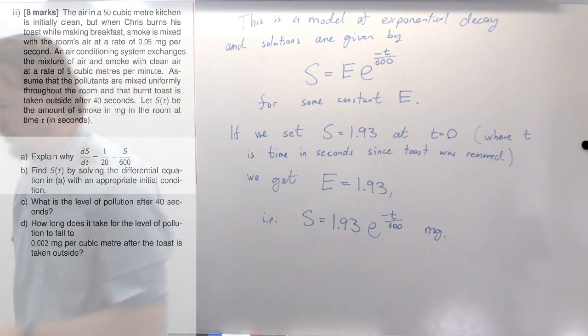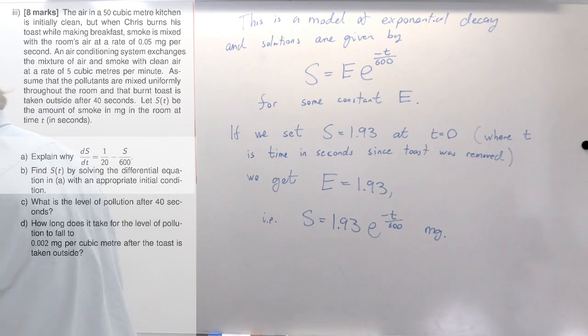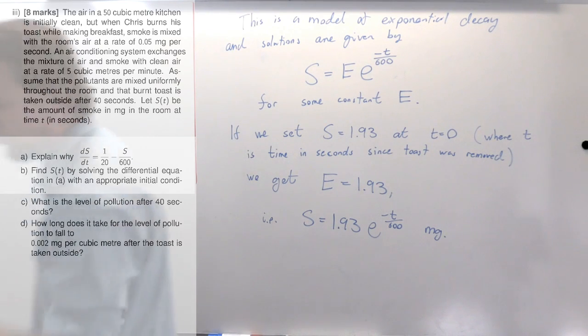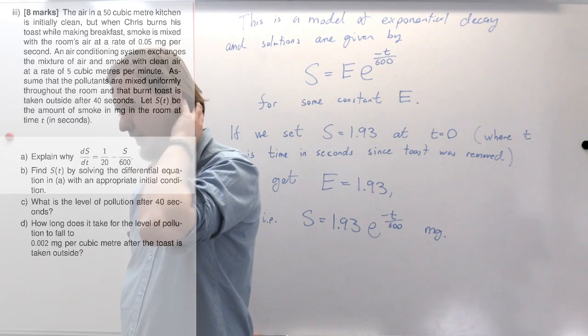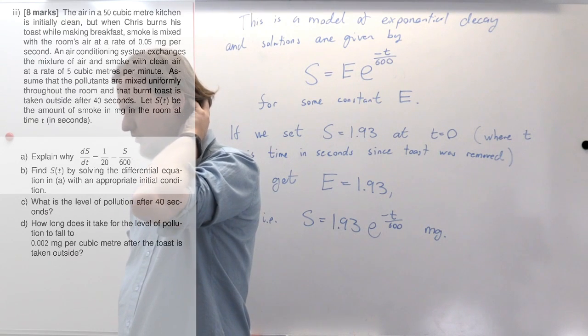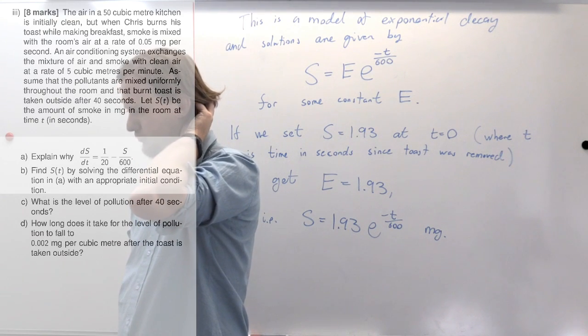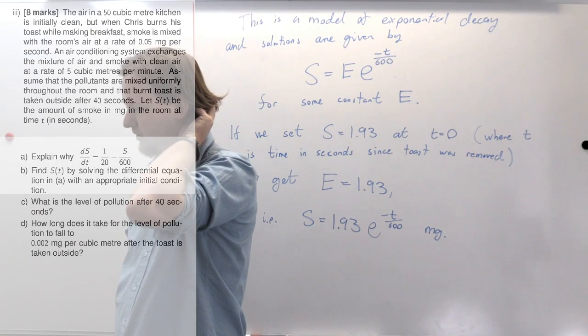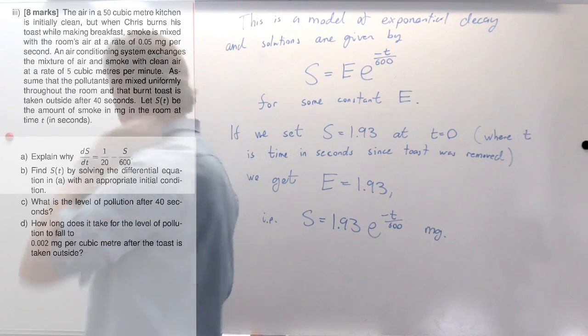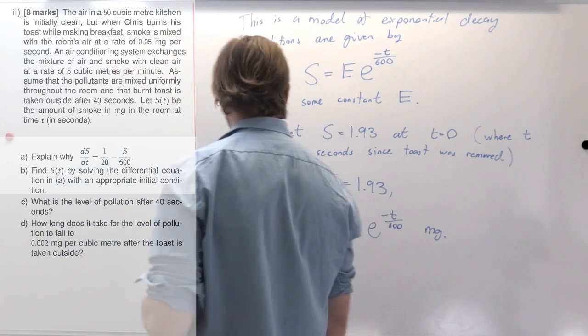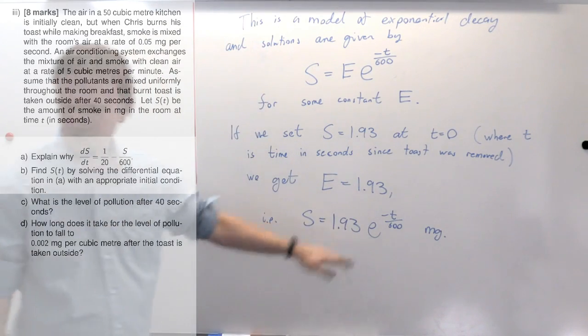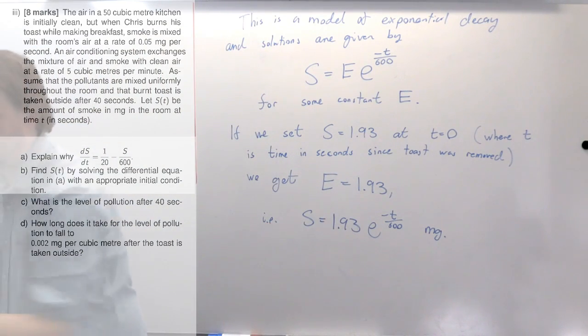So, the very last part of the question, and then we're done with the exam, is how long does it... So I've solved the model, now I need to use it to answer a question. How long does it take the level of pollution to fall to 0.02 milligrams per cubic meter? Right, so this is our model. So it's really a question about density.